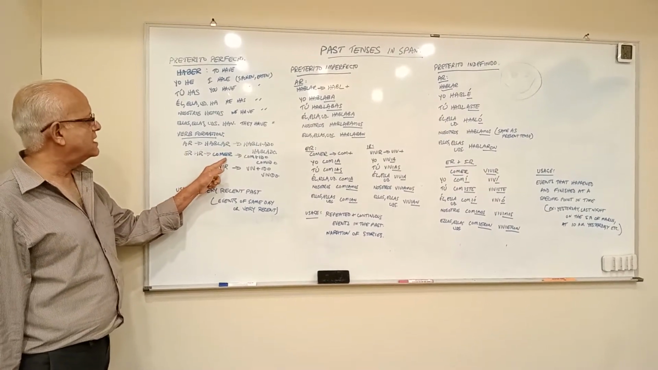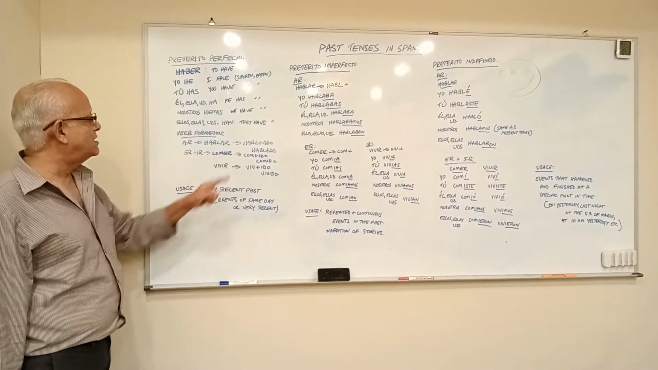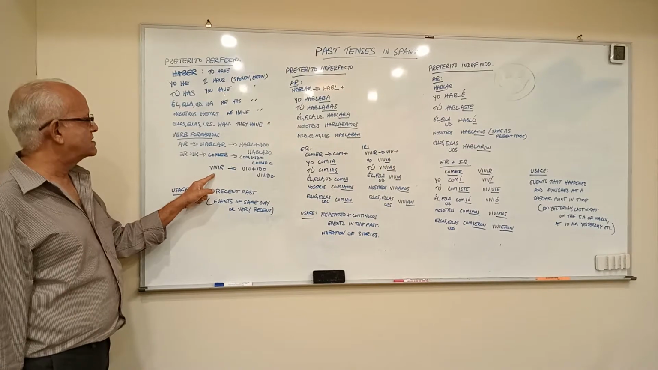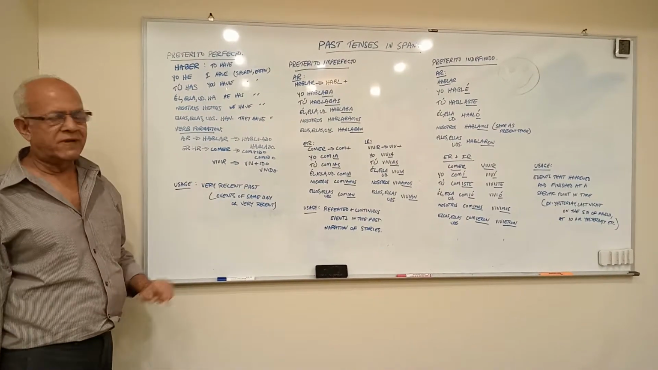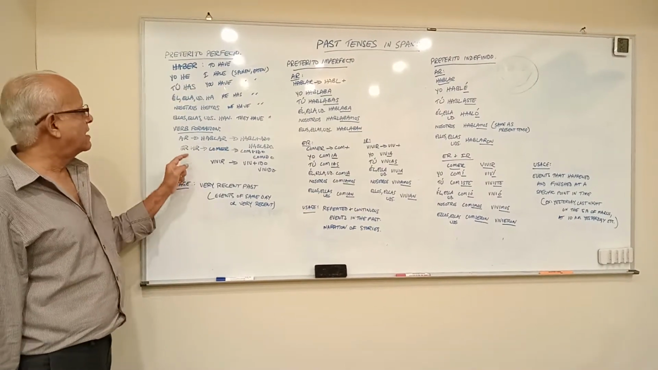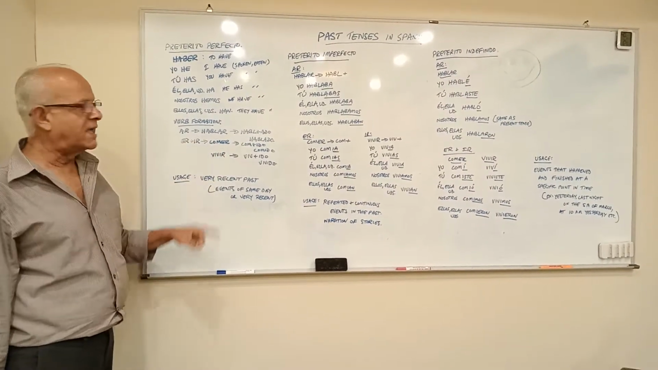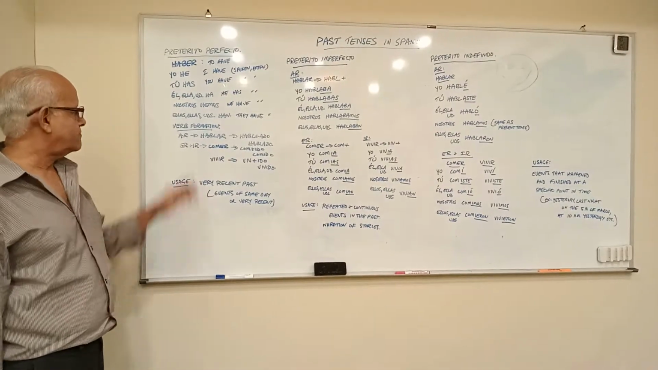ER verbs, we remove the ER and we add ido, as in comido. IR verbs, we do the same as we do for the ER verbs. We remove the IR and we add ido as well. So vivido. Yo he hablado, I have spoken. Yo he comido, I have eaten. Yo he vivido, I have lived.